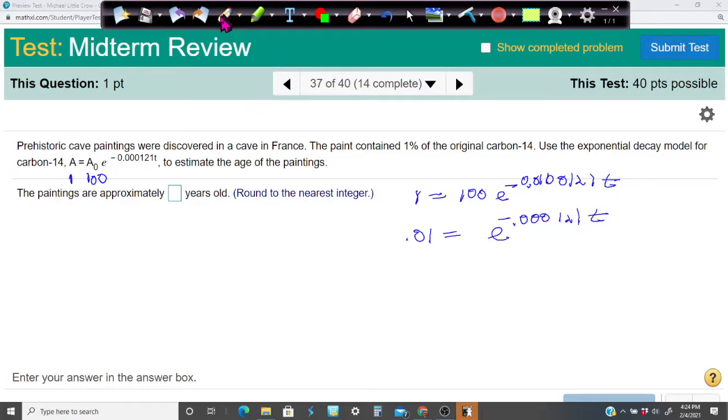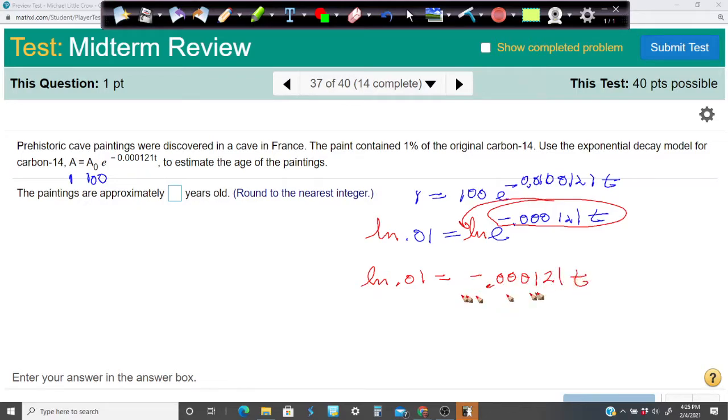Take the natural log of both sides. And that gets the exponent to come down in front. Natural log of e is 1. So then we get natural log of 0.01 is equal to negative 0.000121t. That's what we divide by.